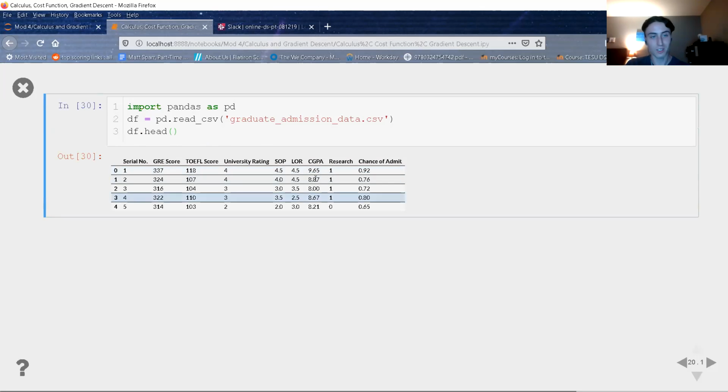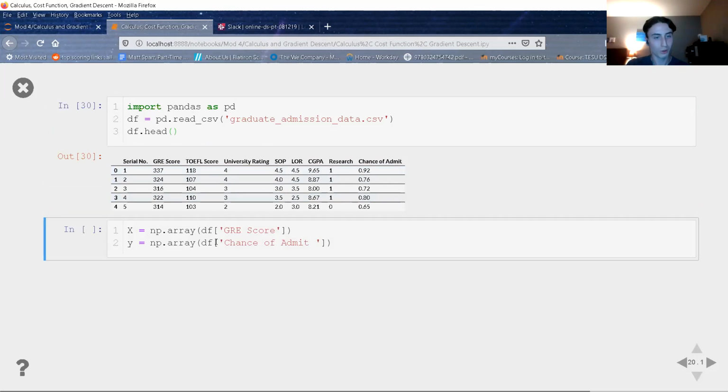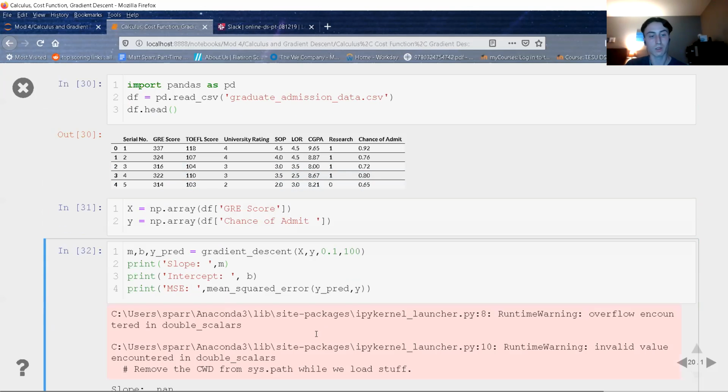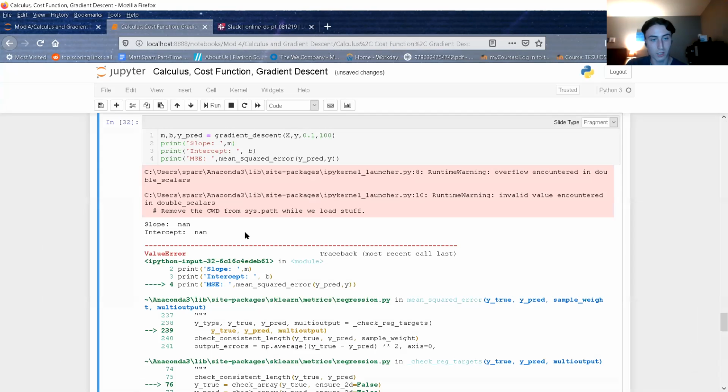All right, so this is the data set you're probably familiar with. We're just going to look at one of the features in predicting the chance of admission, and I just chose GRE score. So I created my x and y there. Now I'm going to plug that x and y into the gradient descent. I'm going to choose a learning rate of 0.1 and 100 epochs, and then we're going to see what happens.